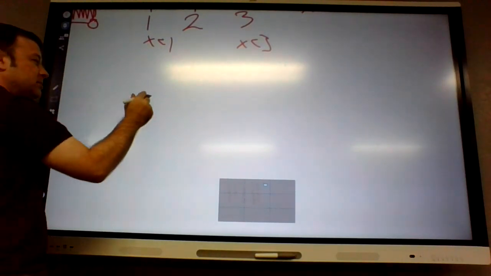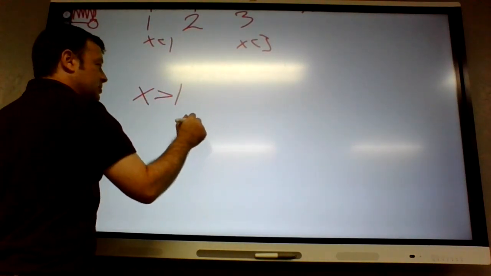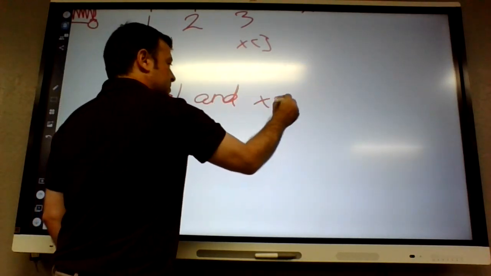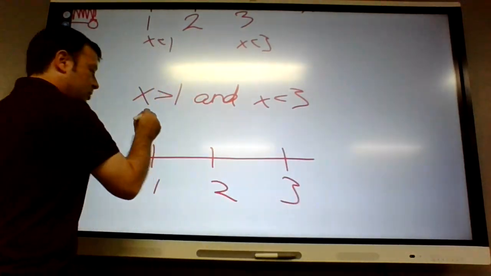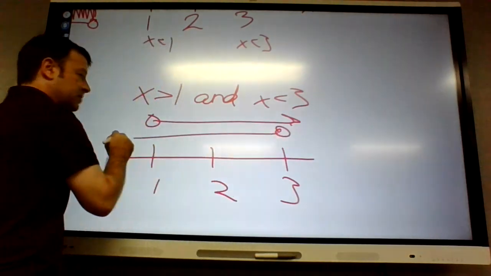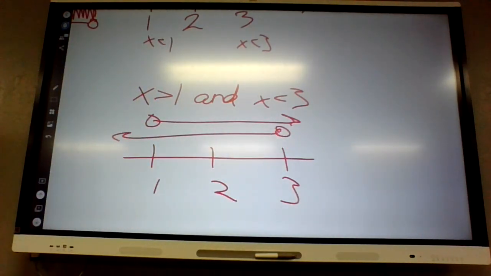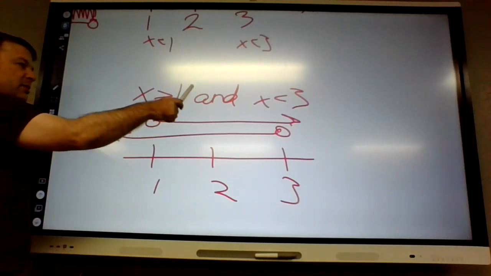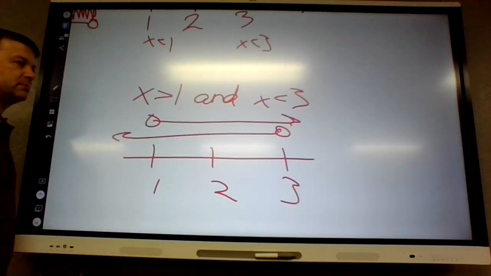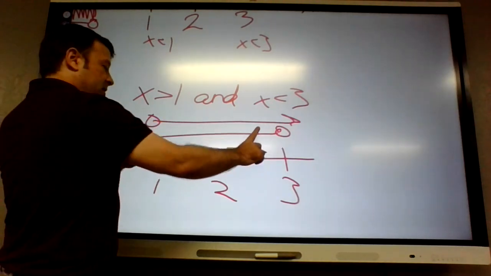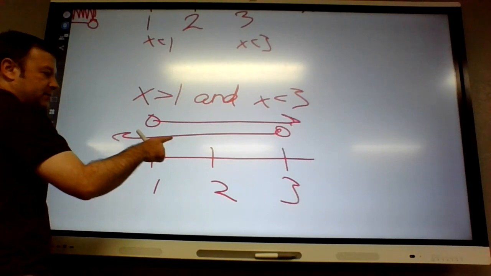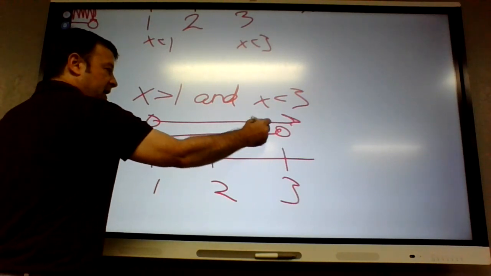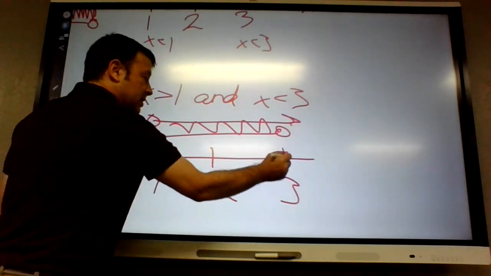Let's try case number 2, going in opposite directions. X is greater than 1 and x is less than 3. So greater than 1 looks like that, less than 3 looks like that. Now if I say "and," what numbers are greater than 1 and less than 3? 2 would be one of them, but what about all the numbers in here, like 1.5 or whatever? Is 1.5 greater than 1 and less than 3? Yes. All the numbers in here. The "and" is where they're both at, so it would be like this.